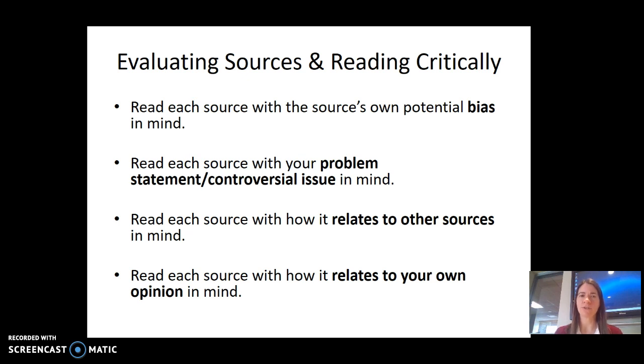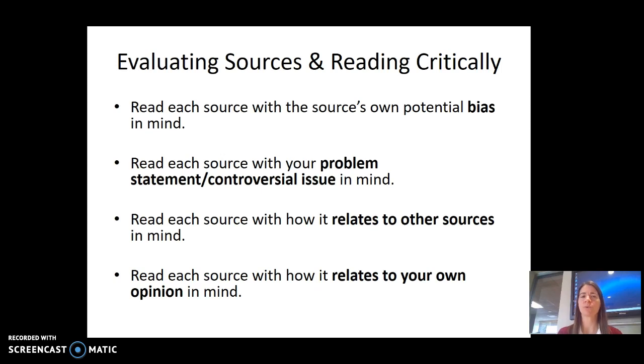When you're reading your sources, you need to read each source with the source's own potential bias in mind. If it's a newspaper, is this a left-leaning newspaper or a right-leaning newspaper? Is this an opinion piece in a newspaper, or is it a reported, fact-checked article? If you're reading something from a scholarly journal, of course, that's going to be the top-level source, and a trade magazine is going to be the next level source. If you're reading something on the web, what is the URL? So make sure you know about the source's own potential bias as you're reading it so that you can weigh its credibility and what it's saying about your topic.